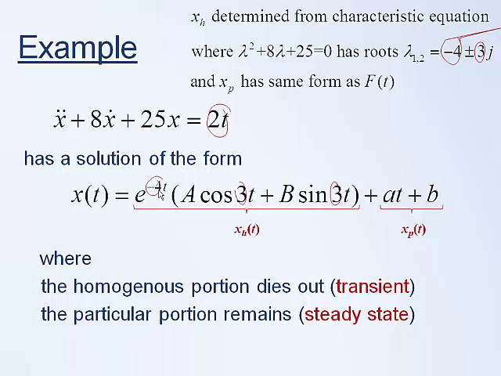If you actually wanted to solve for these coefficients, the small a and the small b, you would plug the particular solution back into the differential equation, and that would allow you to solve for little a and little b. If you wanted to solve for the coefficients in the homogeneous solution, the large A and the large B, you would have to use the initial conditions. You would have to be told what the initial position is and what the initial velocity is.